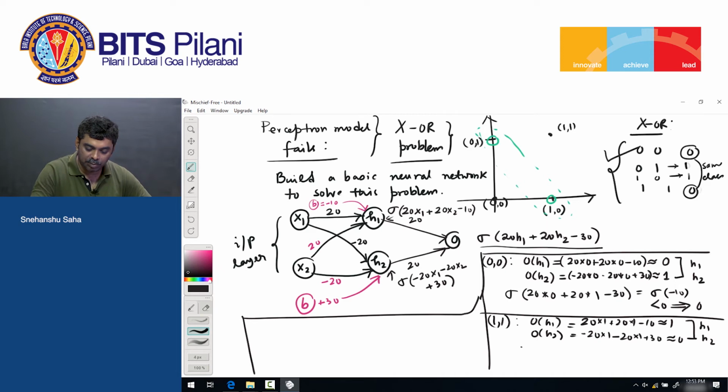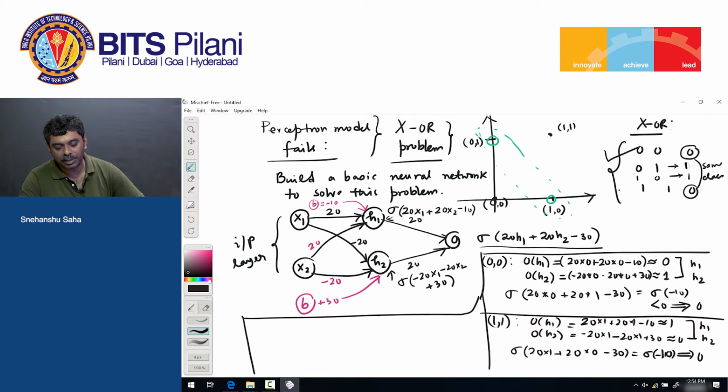So what will happen at the output? At the output, you are going to consider this, right? So here H1 is 1, so 20 times 1, H2 is 0, so 20 times 0 minus 30. So once again, I have a sigma of minus 10, which suits me just fine, right? And this will correspond to the 0 output. Checked. I'll take one example here just to show you that it does work for the other two.